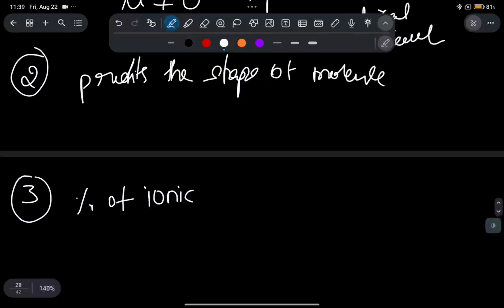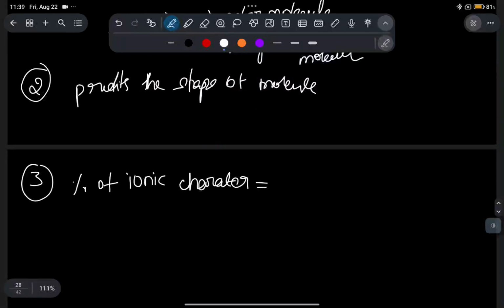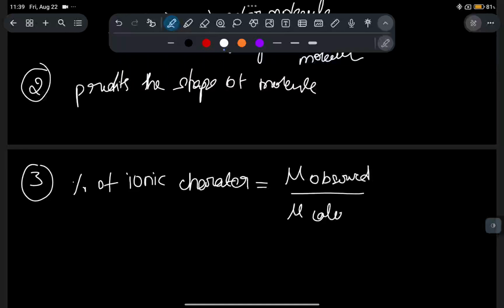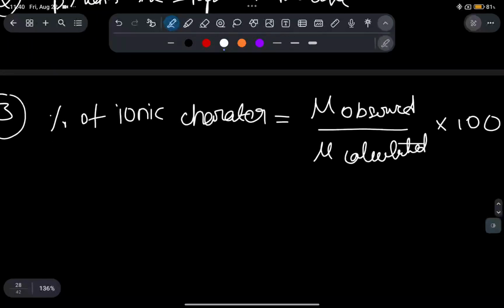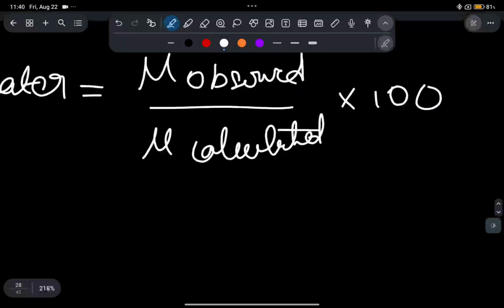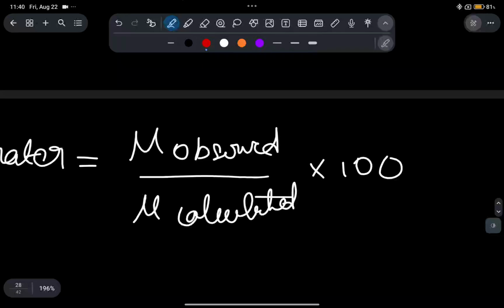Next, we can directly write the percentage of ionic character. Percentage of ionic character is equal to mu observed by mu calculated into 100. Most of the questions will give mu observed. Mu observed is already given in the question.